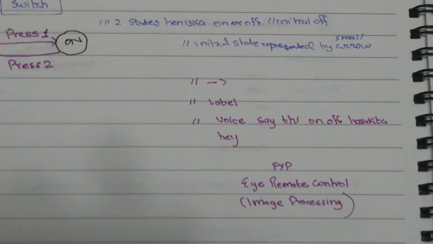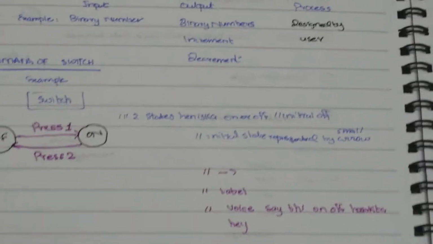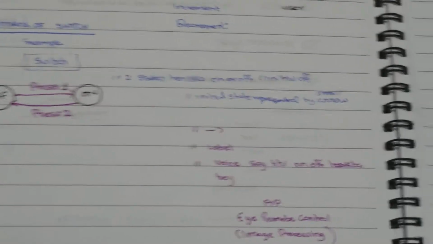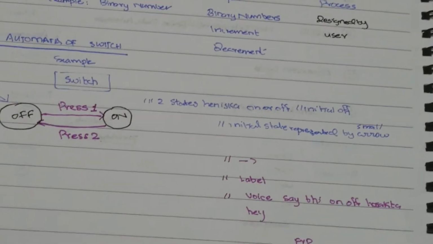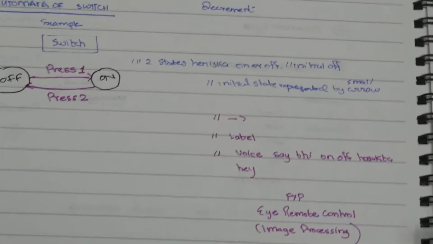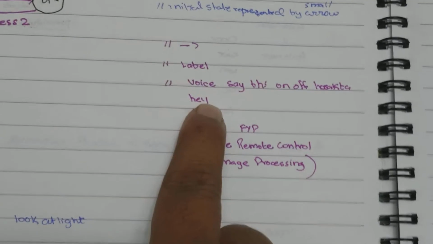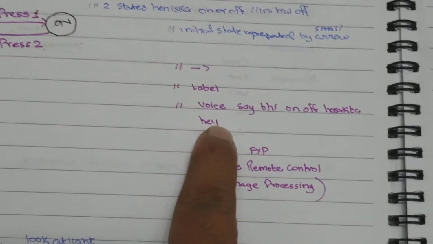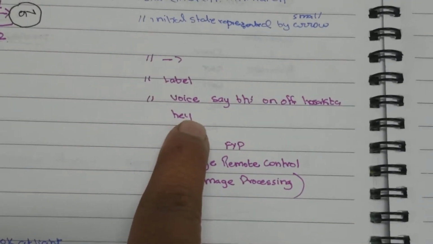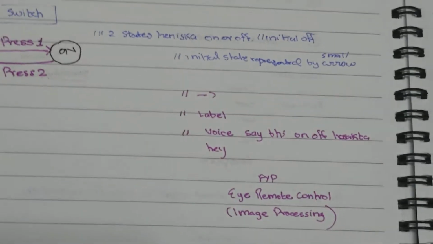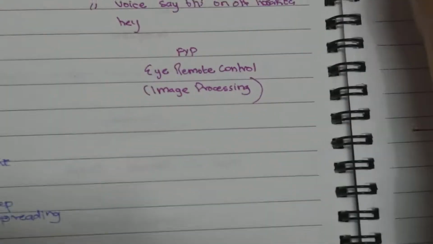Sir Azmat told us, I forgot the name of the teacher, that he's building an FYP, an eye remote control image processing device. If you keep looking at a specific part of the screen for like 10 seconds, that part of the screen gets triggered. For example, if this is your screen, right here. Where's my screen?